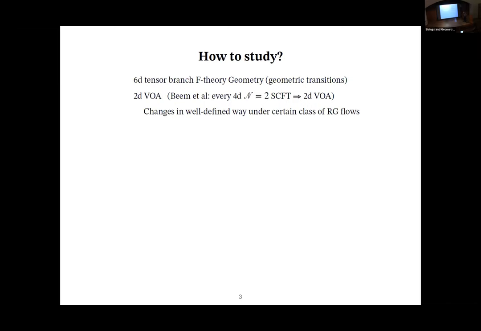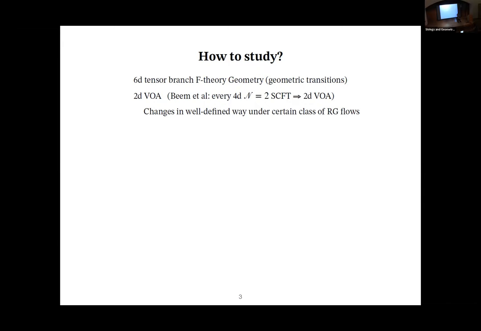So how should we study these things? One very important tool is, when we have the 6D (1,0) realizations, many of these Higgs branch RG flows are realized as geometric transitions of the 6D F-theory curve configurations on the tensor branch. The point of view that I want to talk about today is actually directly in four dimensions, or maybe in two dimensions, the fact that Chris Beem and his collaborators showed in a very beautiful series of papers that every 4D N=2 SCFT in a natural way produces for you a 2D VOA.